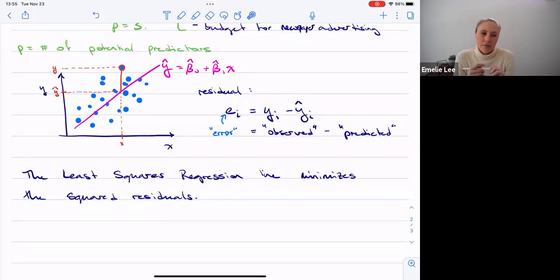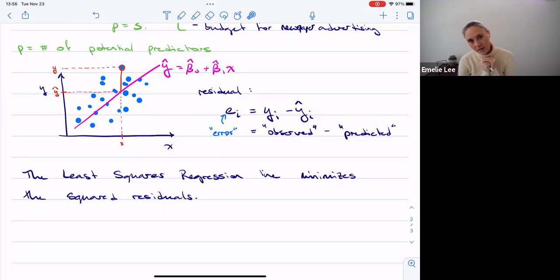So that's not very helpful, because then I would always get 0, right? So then what we do is we square those residuals to say, okay, no, everyone's positive, and then I can minimize it. And so that's why we square the residuals, is just to have positive values that add up to something, and then we can minimize that.